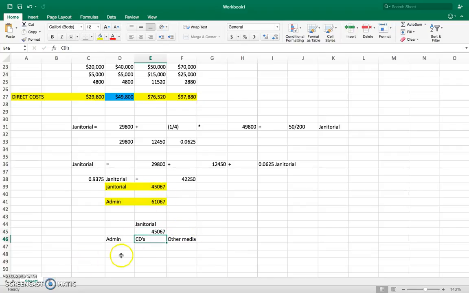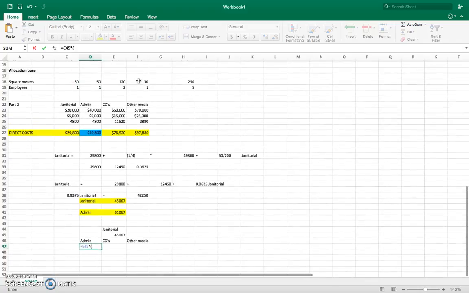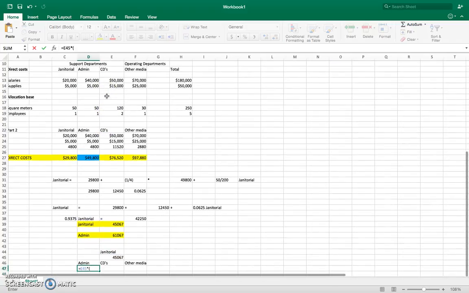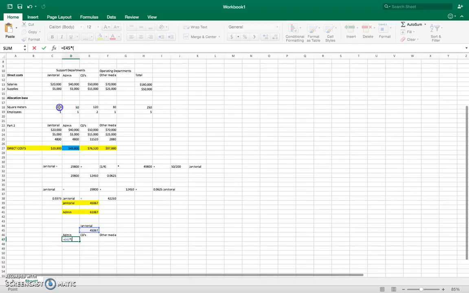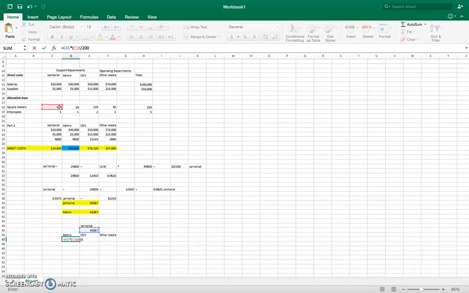45,067. Right? And then we're going to allocate it to admin based on that, so 45,067 times 50 divided by 200, okay? And we're going to round that off later, and then we'll do the same thing for the rest. So 45,067 times 120 divided by 200, and finally multiplied by 30 divided by 200. That gives me my total figures for janitorial.